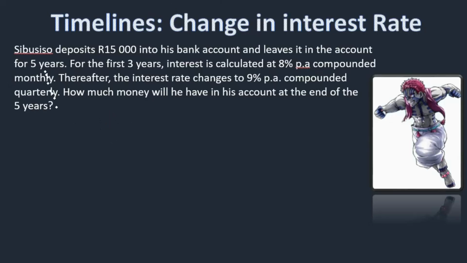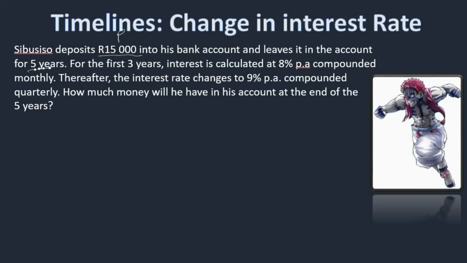So here we have the following. Says Spusiso deposits 15,000 rands. We see this. This is the money now, right? He deposits this money now. Okay, we'll come back to this. But let me just put a P on top of it there, right? Into his bank account and leaves it in the bank account for 5 years.